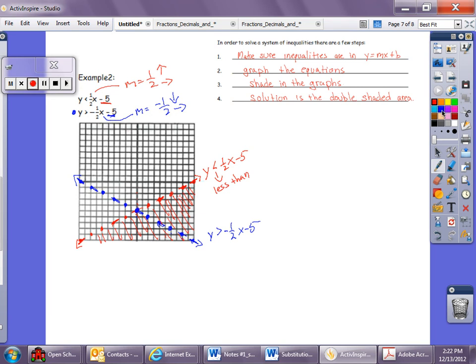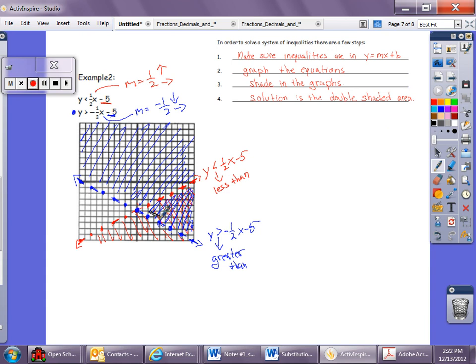And then I'm going to change the color back around so you can distinguish between each one. This sign means greater than. So since this is y is greater than -1/2 x minus 5, we want to shade above. So everything above this graph is a solution to it. And then our solution to the system is this double shaded region. So everything in that double shaded region is a solution.